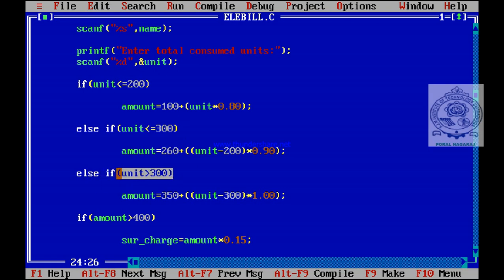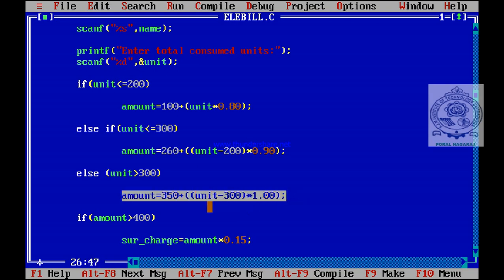Even you can use else here also. Instead of else if, you can even make it else, no problem. Unit is greater than 300, so what will be the amount? Amount is equal to... up to 300 units we have already computed. That comes to 350 rupees in our initial calculation. So 350 plus, for the rest of the units above 300. Suppose unit is 400, so 400 minus 300 means remaining 100 units, at 1 rupee per unit, multiplied by 1 rupee. So this is the logic. Amount is equal to 350 plus unit minus 300 into 1.